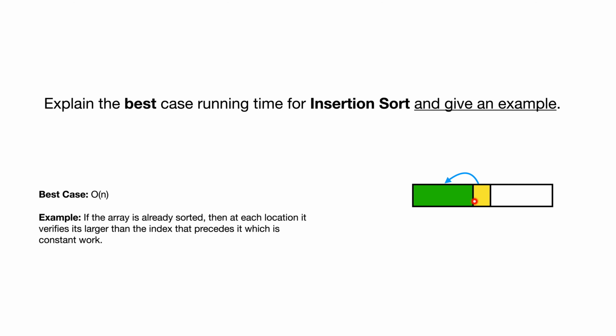There's no work that needs to be done. All we do is compare with 1 element. So that's a constant amount of work comparing the yellow element to the last of the green elements and saying, yeah, this is bigger, so I'm going to keep going, right? So that means it's just checking and verifying, which is a constant time operation for each position, right?